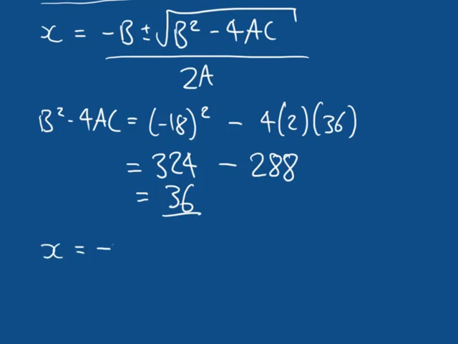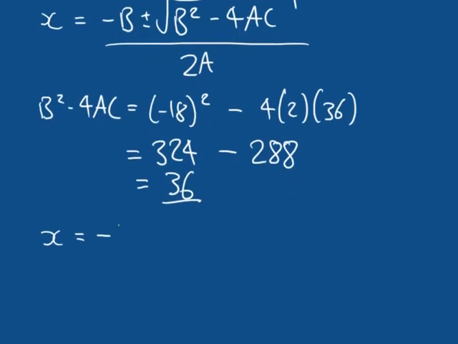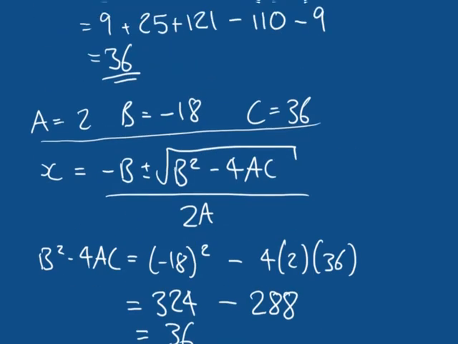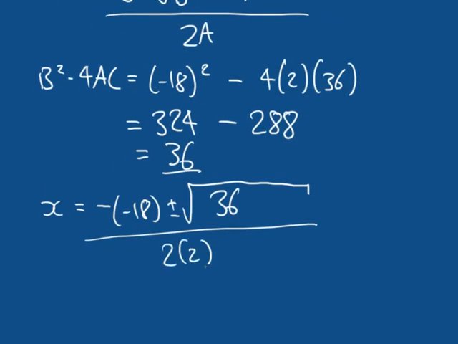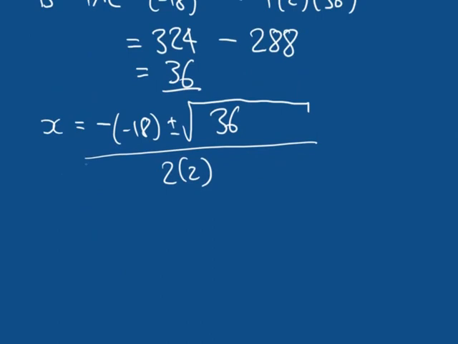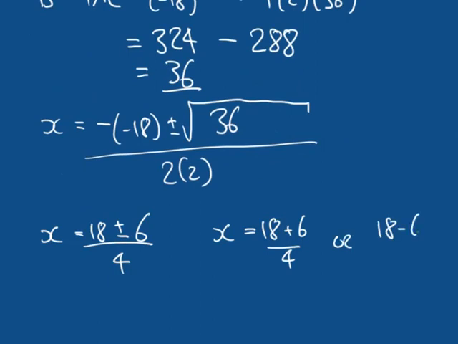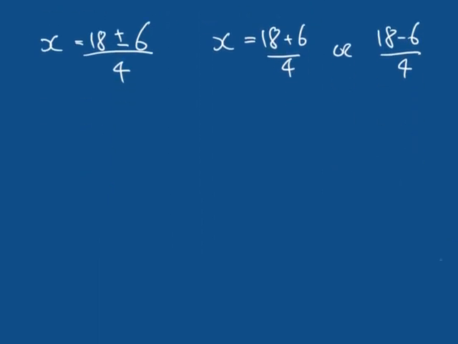So x is equal to minus b, which is minus 18, so minus 18, plus or minus the square root of b squared minus 4ac, which is 36, divided by 2a, a is 2, so divided by 2 times 2. The minus and the minus become positive, so x is equal to 18, plus or minus the root of 36, which is 6, so plus or minus 6 divided by 4. That means x is going to be equal to 18 plus 6 over 4, or 18 minus 6 over 4, which means that x is going to be equal to 24 over 4, or 12 over 4.